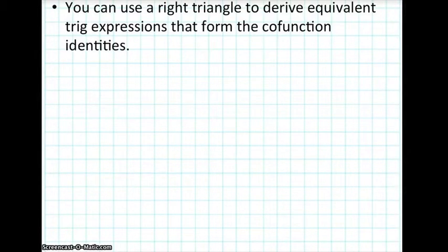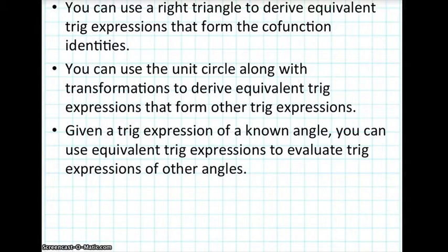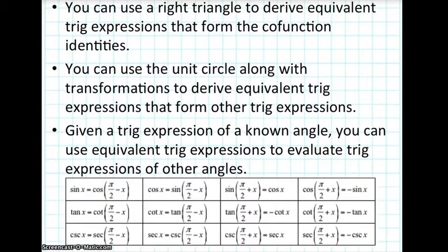The key concepts for 4.3 are that you can use a right triangle to derive equivalent trig expressions that form the cofunction identities. You can use the unit circle along with transformations to derive equivalent trig expressions that form other trig expressions, and that given a trig expression of a known angle, you can use equivalent trig expressions to evaluate trig expressions of other angles. This is a list of all the equivalent trig ratios that we have learned.